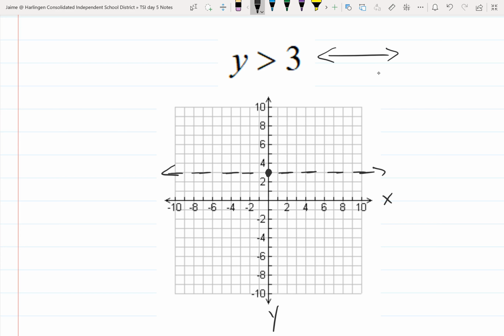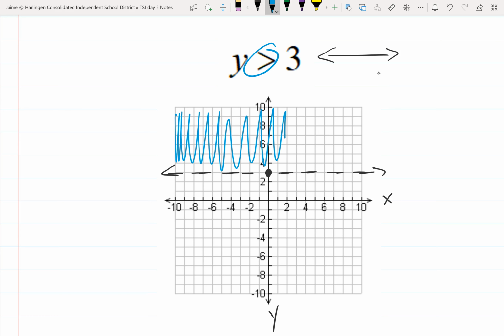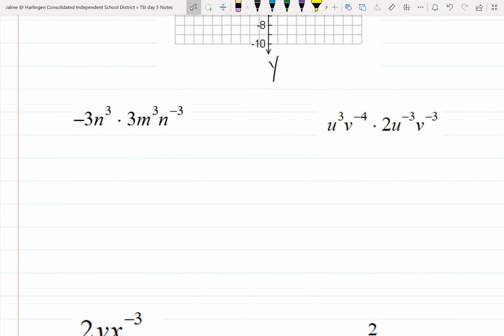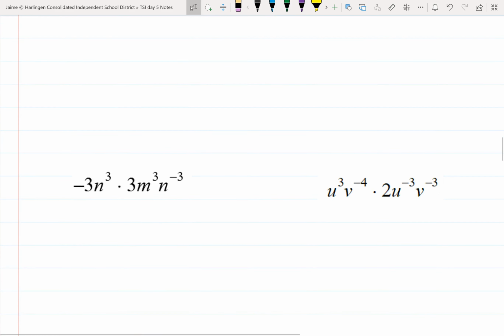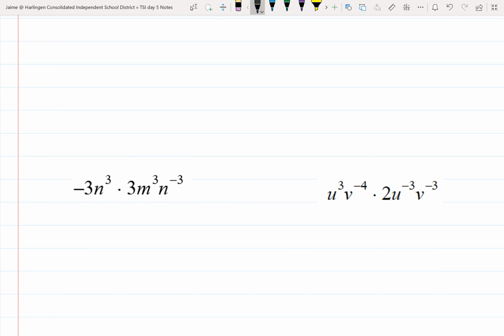There we go. Next, a symbol. Greater than. Greater than means above or to the right. I can't color to the right here, but I can color above. So color above. And that's pretty much how you graph the inequalities. Right, next. Next is going to be more review over exponents. So more exponents.